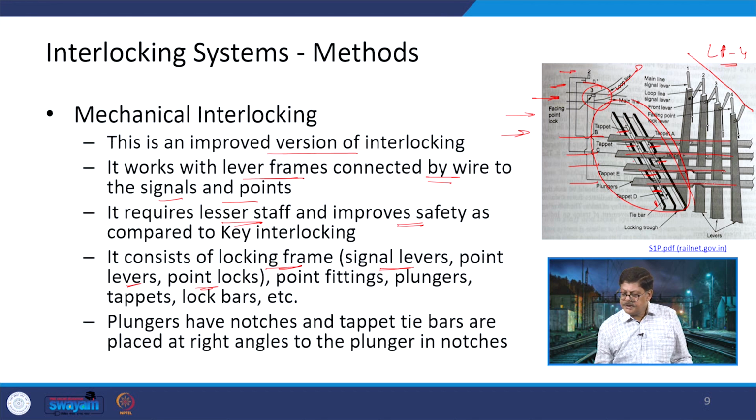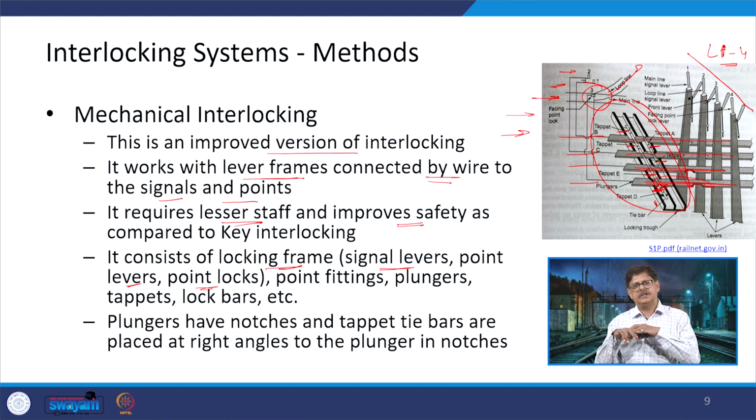Then these horizontal arms, these are the plungers, and you can see here that there is a notch. So, this notch will move up and down. Say if you are having a lever, you are putting the lever back. So, this plunger will move in the forward direction. When it moves in the forward direction, this notch will come in front of the tappet, and as soon as it comes in front of the tappet, the tappet will move into that particular notch, because the tappet has been held with respect to the edge of that plunger.